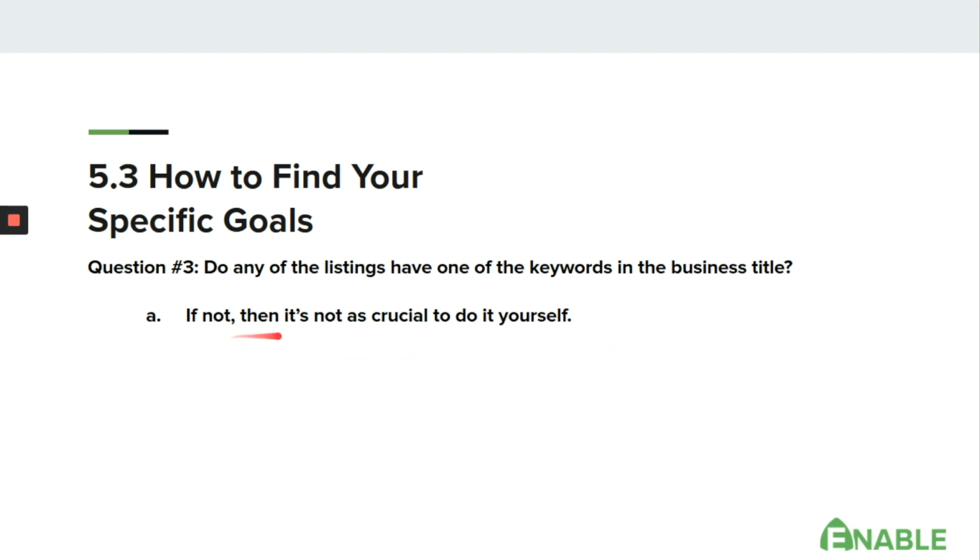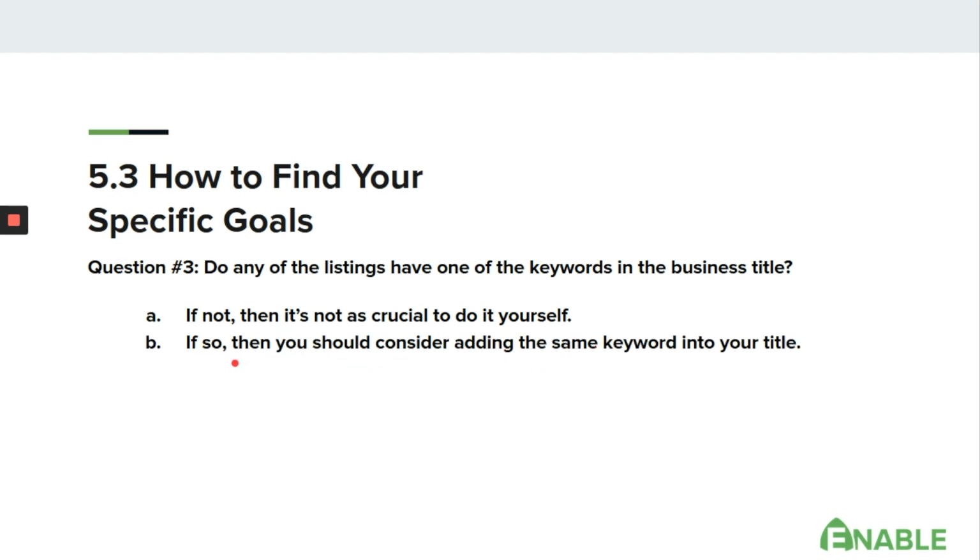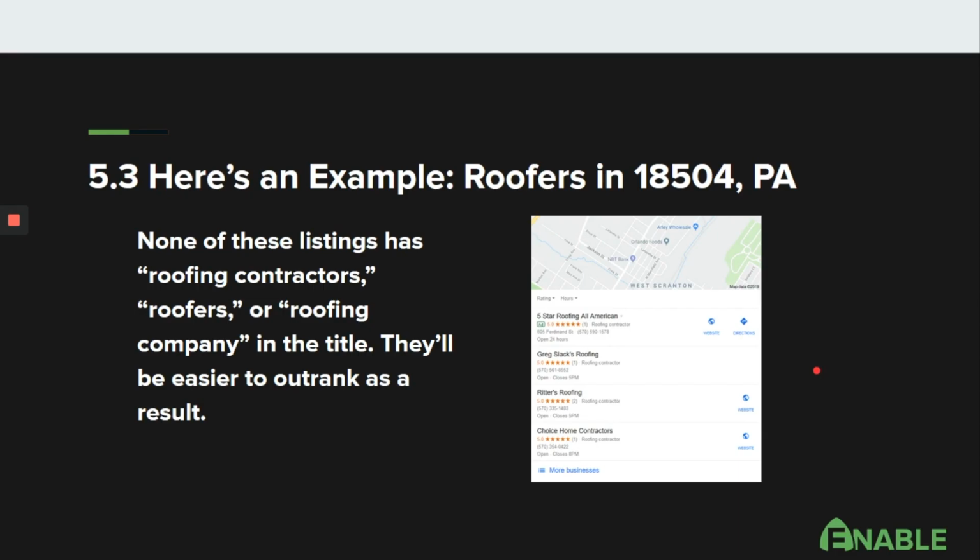If there aren't any, then it's not as crucial for you to do it yourself. If there are some, then you should definitely consider adding that keyword into your business title. In our case, there aren't any that have an exact match keyword. There are plenty that say roofing. There are some that say contractors, but there aren't any that say roofing contractors within the title.